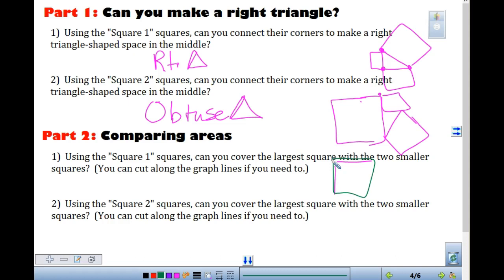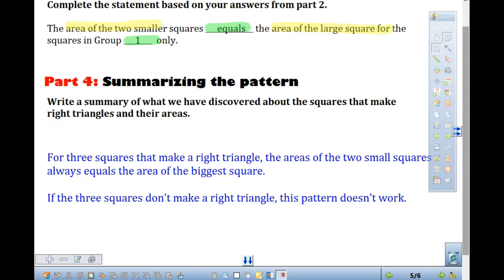You need to cover it with the pink and yellow. Cut them apart, cut on the lines, and then try and do it with number 2. Use the tape for number 1, not for number 2. Okay? Questions? For square one, the area of the two smaller squares equals the large one. This is what I then want you to write down on that bottom part.